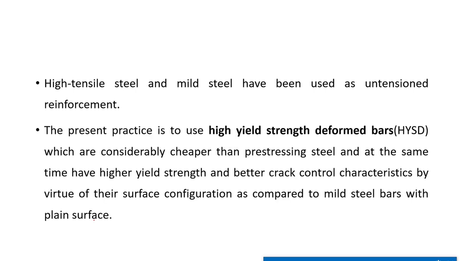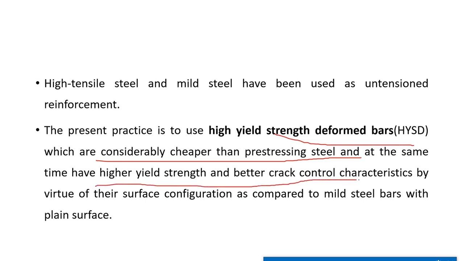High tension steel and mild steel have been used as untensioned reinforcement, and usually high yield strength deformed bars, the HYSD bars, are used, which are considerably cheaper than the prestressing steel, and that will reduce the cost of the construction of prestressed concrete structures, and it is better. The HYSD bars have a deformed surface, so they have higher yield strength and better crack control characteristics because of their surface configuration as compared to mild steel bars. Okay, so HYSD steels are the commonly used ones.